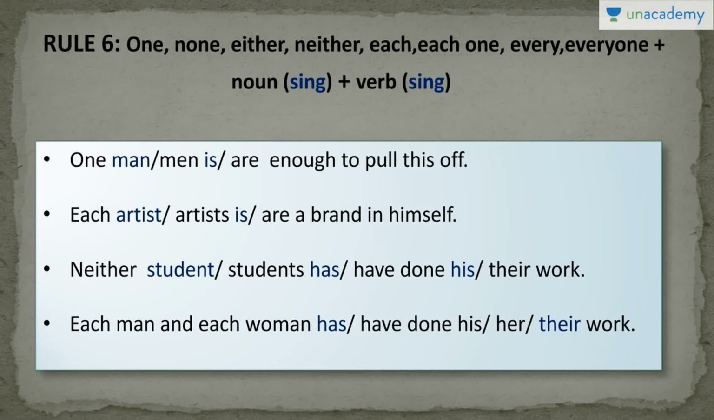Now, rule number 6 is concerned with certain words. It contains a set of words which are similar in construction. These are the words one, none, each, every, each one, everyone, either, neither. Since I said that these are absolutely similar in construction, if you know the usage of even one of them, that would mean that you know the usage of all of them.